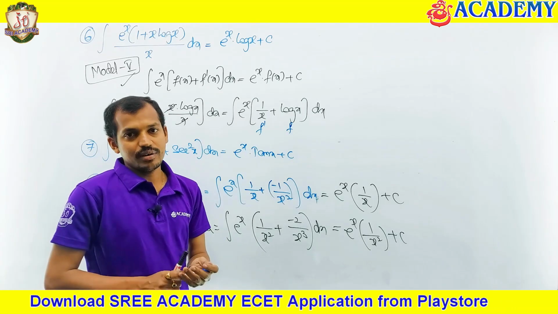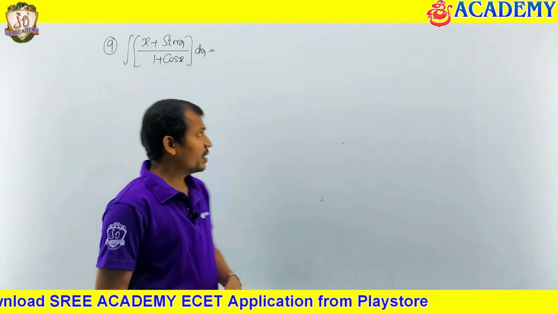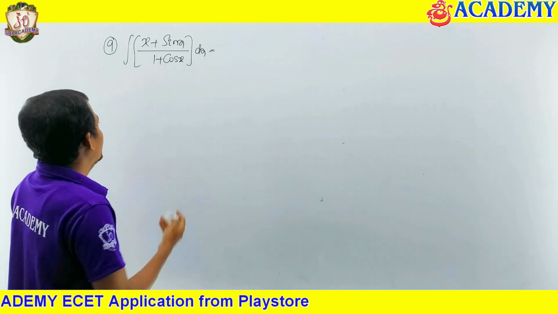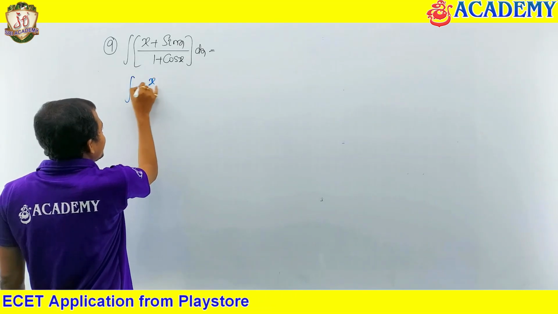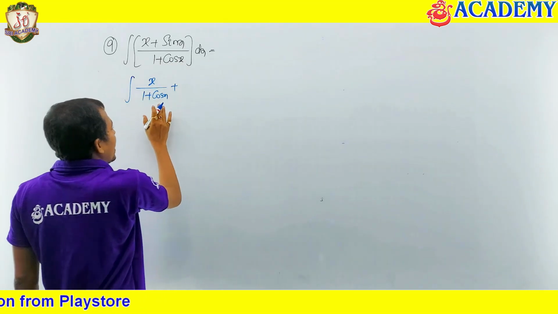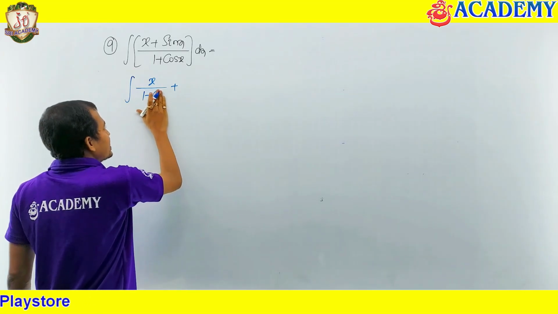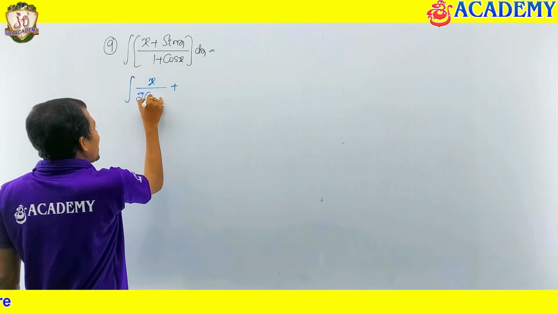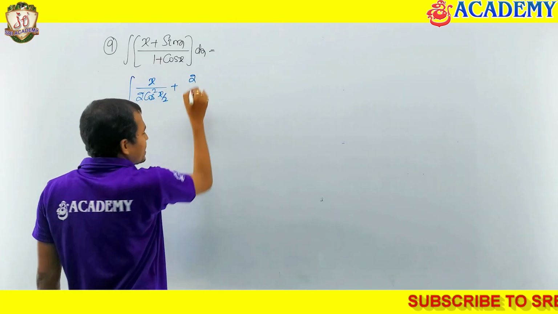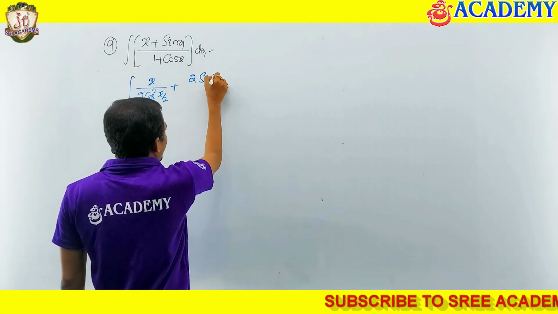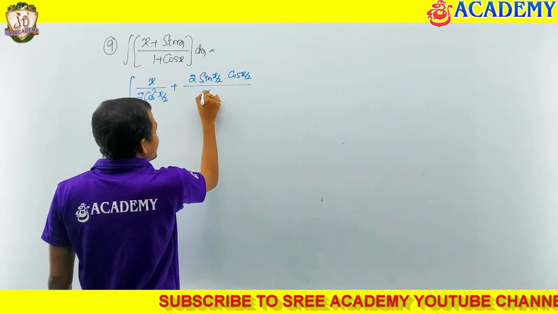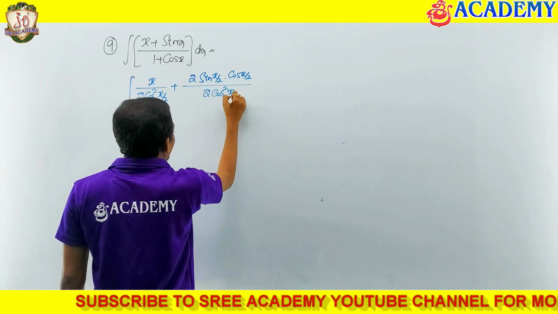Let's move to another model. We'll see this problem. The integral of x plus sin x divided by 1 plus cos x is given. I am modifying this as x divided by 1 plus cos x plus sin x divided by 1 plus cos x. I am writing 1 plus cos x as 2 cos square x by 2. It's the half angle formula. Sin x in terms of half angles is 2 sin x by 2 cos x by 2 divided by 1 plus cos x, once again 2 cos square x by 2.